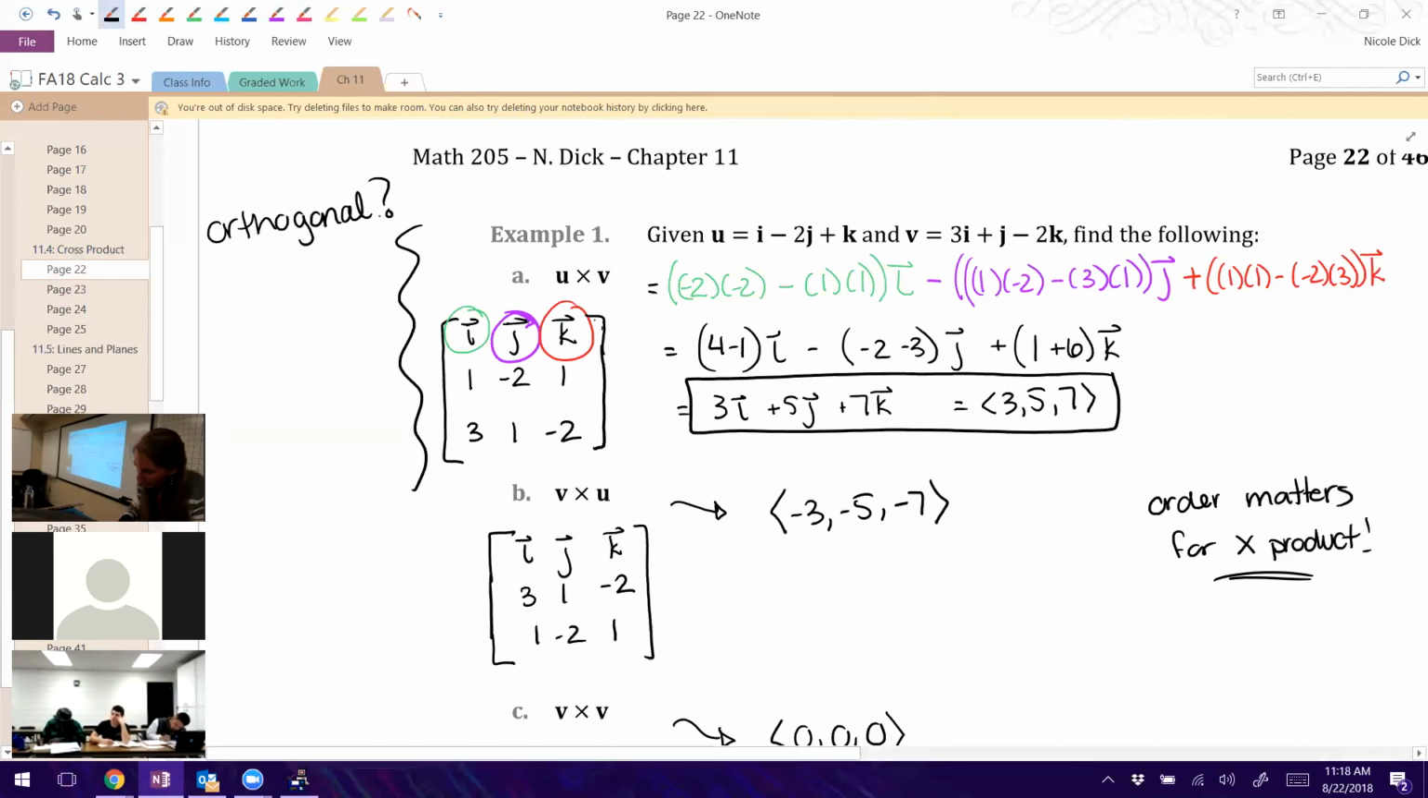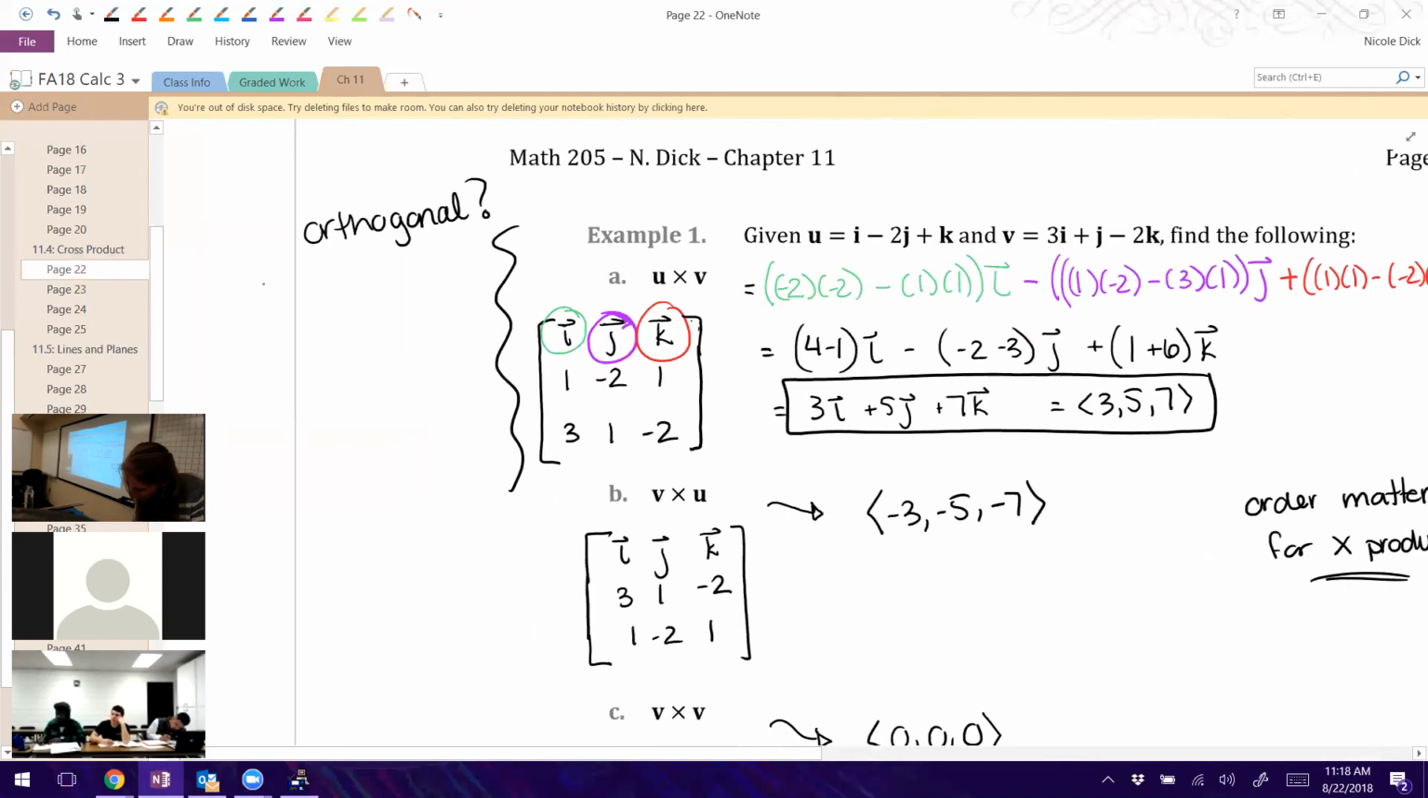Gotcha. All right. So we said that our cross product is given by this vector here. I'll just put an x5 for cross product. Our vector u is 1, -2, 1. How do we show if two vectors are orthogonal? If the product is equal to 0. Yeah, dot product equals 0.